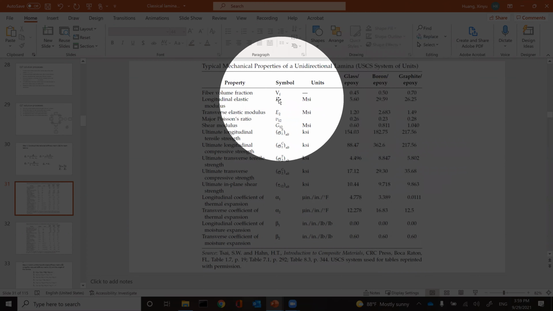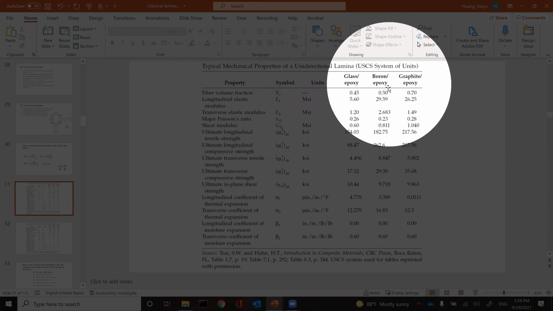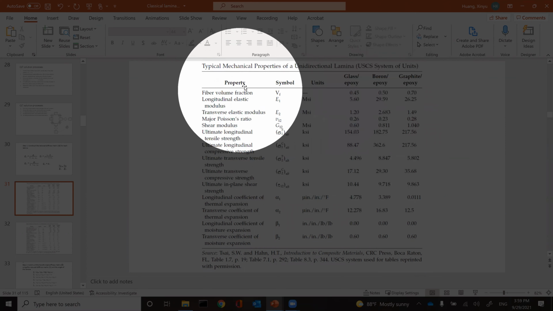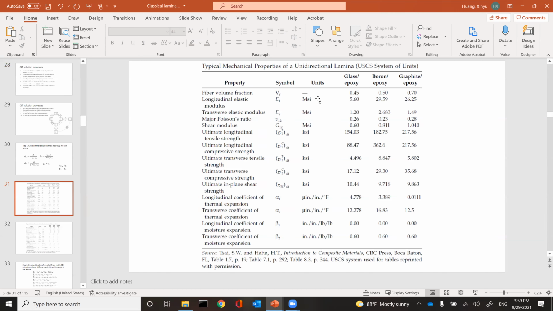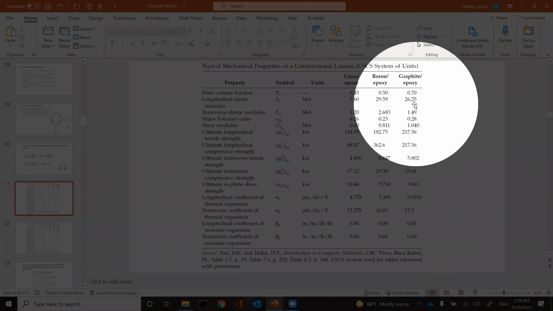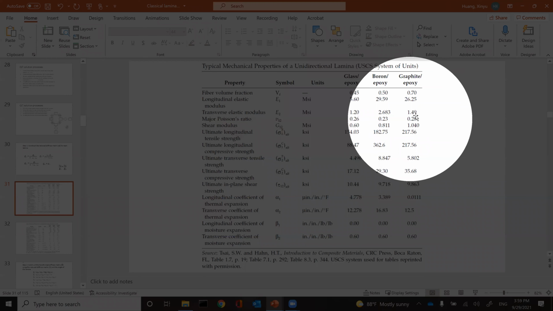In this case it's graphite epoxy, so we have these properties here. We know E1 is 26. This is the English unit, MSI, million PSI. M is 10 to the 6, K is 10 to the 3. We also know E2, the modulus perpendicular to the fiber, and nu1,2 is the Poisson ratio.